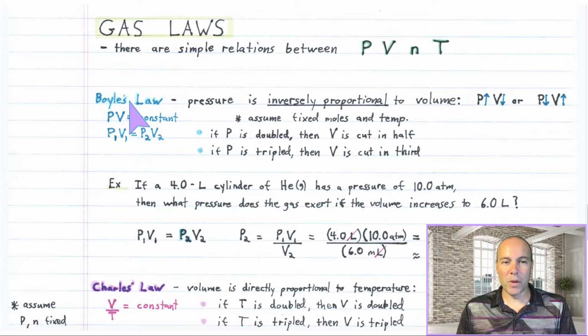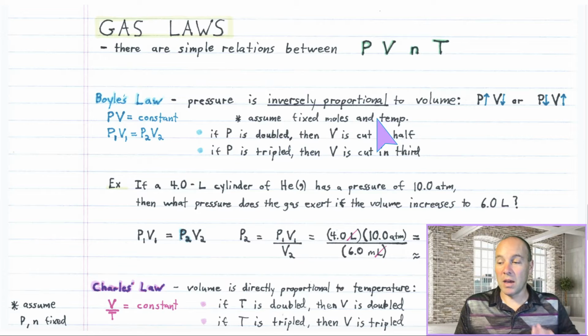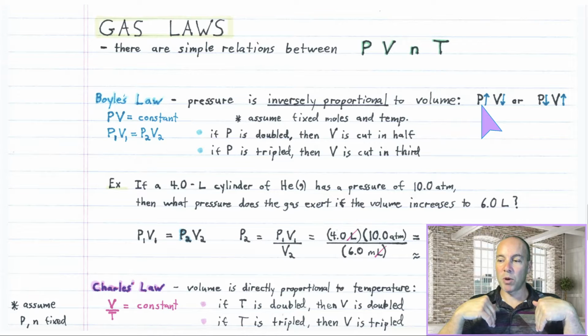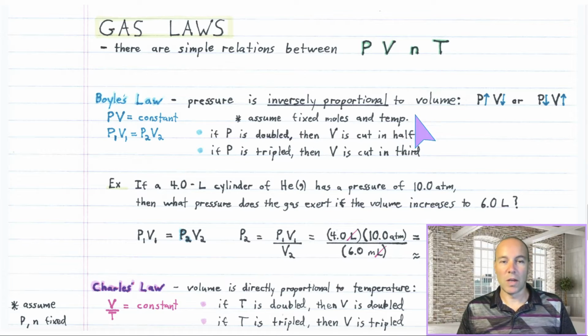Now, for Boyle's law to hold, you can't be messing around with the other two properties. So the number of moles and the temperature of the gas have to remain fixed. So as long as those aren't changing, then Boyle's law says that when the pressure goes up, the volume goes down, or when the pressure goes down, the volume goes up. Okay? Now, it's a very predictable effect. If the pressure of a gas is doubled, then the volume is cut in half.